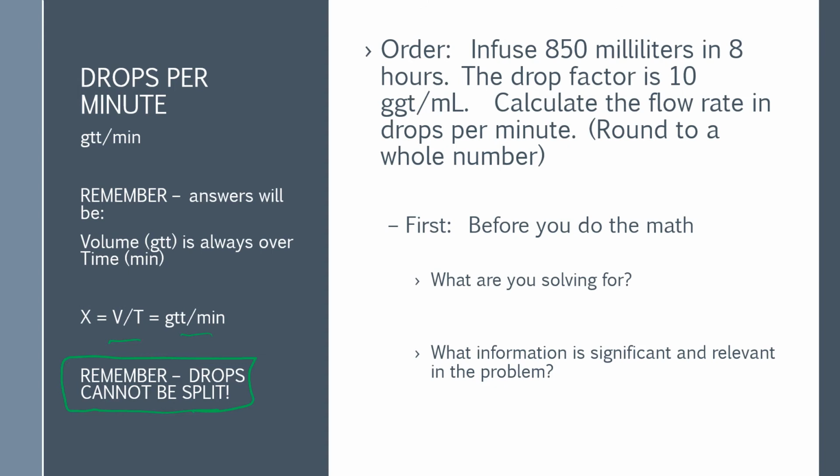All right, so before we do some math, we need to look at what we're solving for. We need to know what is significant and relevant within the problem. One thing when you're doing drops per minute, you want to think about a couple of other things. You got to look at the drop factor. You got to have that drop factor. So we know that that is 10 drops per milliliter. We know that we are solving for drops per minute, and we're going to get into more in the next screen. We know that we need volume, and we know that we need time, and we need to pay attention to the rounding.